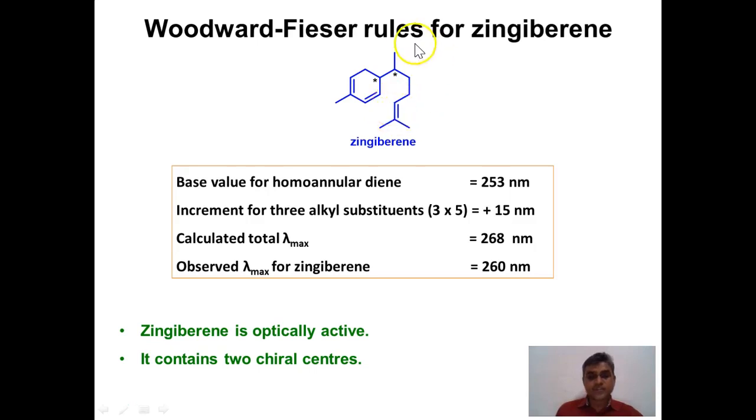molecule. Now gingiberine molecule contains two chiral centers, and since it contains two chiral centers, it is an optically active compound. The naturally occurring gingiberine is in the levo form in ginger.